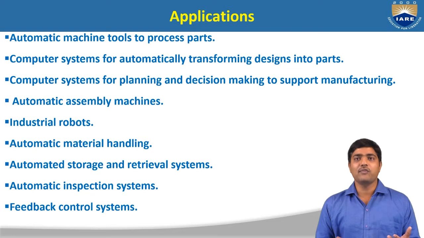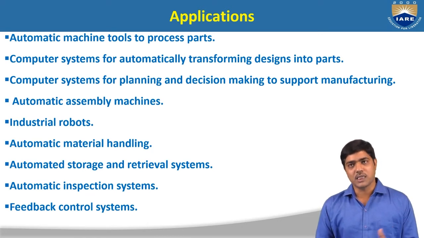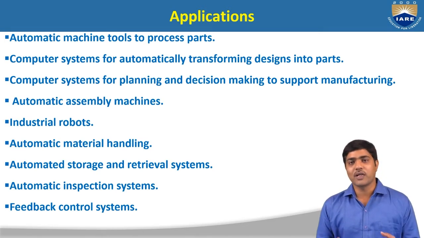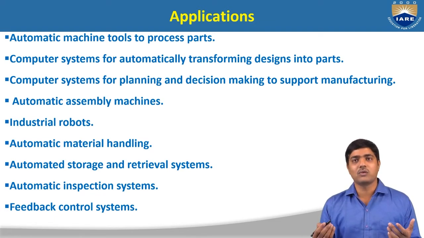And what are the applications of automated systems? Where can you use these automations? First, automatic machine tools to process parts. Whenever you create parts for automobiles or any other industries, if it is done through manual operations, as we already discussed, there may be variations in the parts when you create them manually. But if you create the parts and tools with the help of an automated process, the variations in the final products may be very much less.